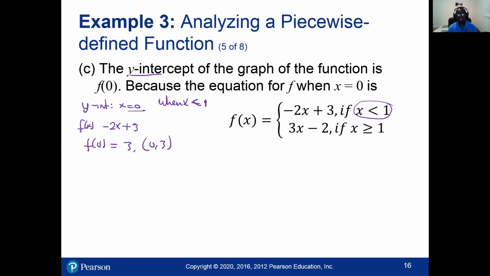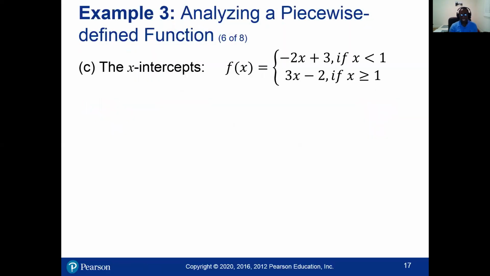Now we want to find the x-intercept. Sometimes they don't exist, depending on the domain. Now, are there x-intercepts? For x-intercept, we set y equal to 0. So first, let's consider f of x equal to 0 when x is less than 1. We pick the top part, which gives us minus 2x plus 3 equal to 0, because y equals that, and solve.